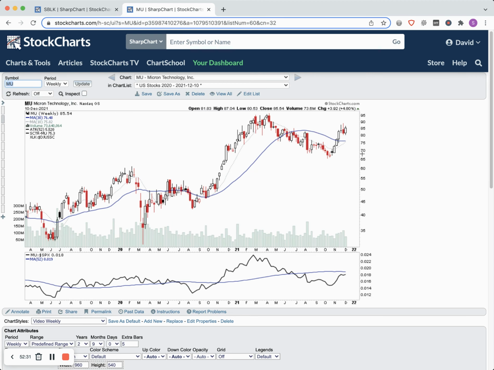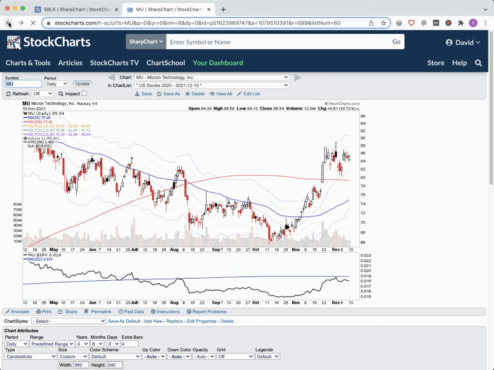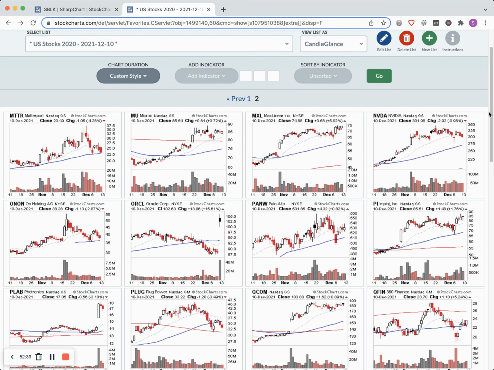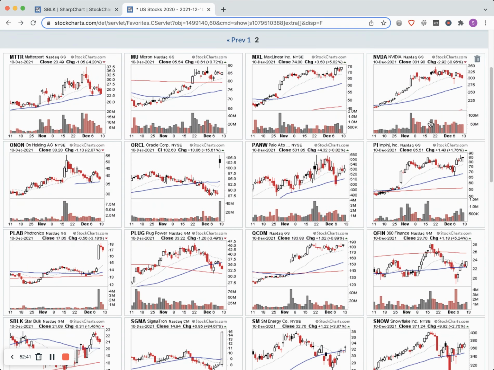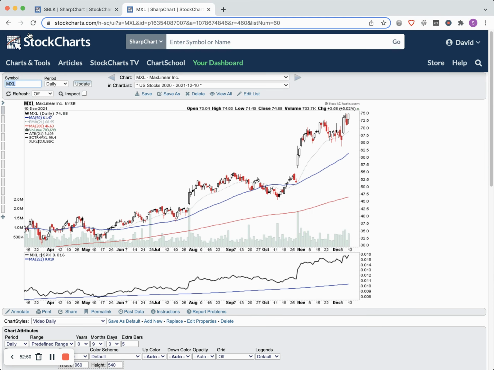So weekly chart. As you can see, it's just coming out back into potential stage 1 here at the moment. What else we got here? So Nvidia, don't need to say much about Nvidia. Just looking for a near-term break back through the pivot. MXL trying to make a continuation move to the upside.